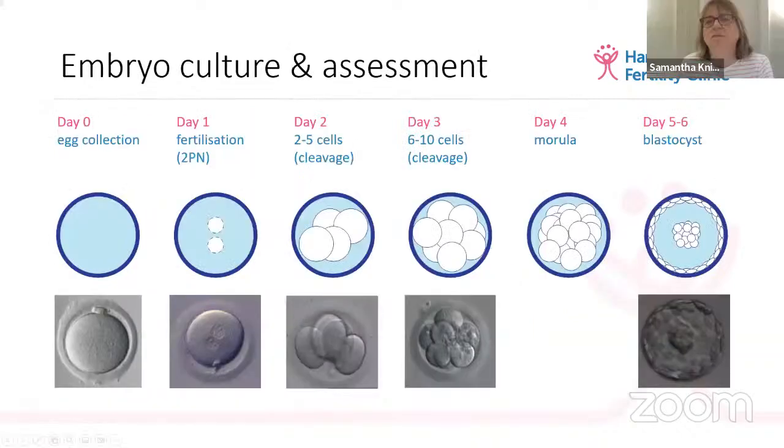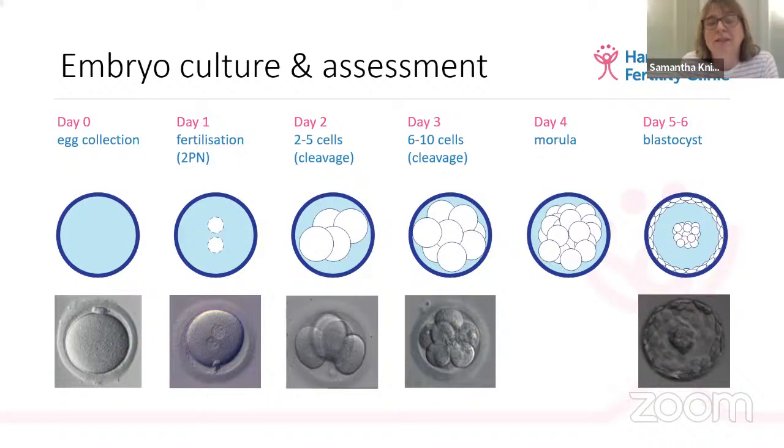Good evening. Historically, we used to take embryos out of an incubator and look at them at set times. On the day of egg collection, we would expect a single cell as an egg. On day 1, following the egg collection, we would expect to see 2 pronuclei, signs of fertilization, 1 from the egg and 1 from the sperm. On day 2, we would expect 2 to 5 cells. On day 3, 6 to 10 cells. On day 4, a morula, where we can still see cells, but there are too many to count. And then on day 5 and 6, a blastocyst.